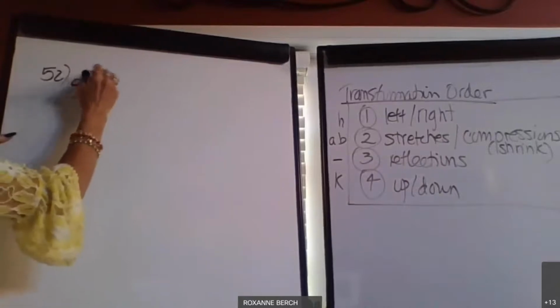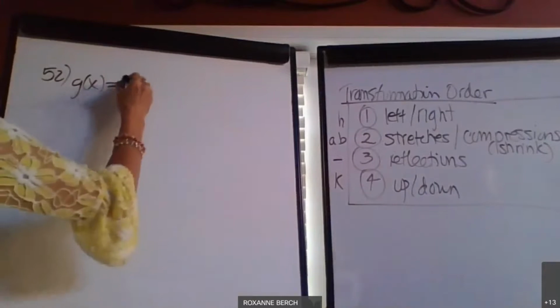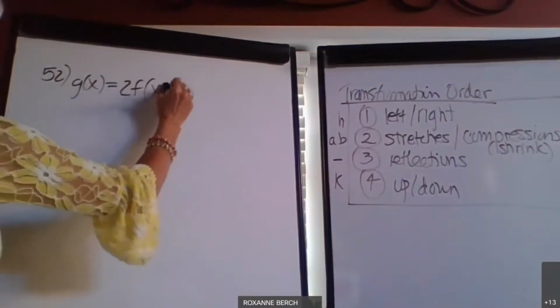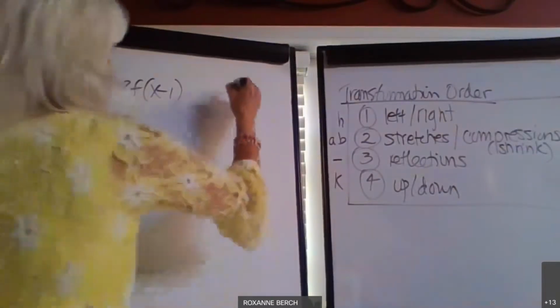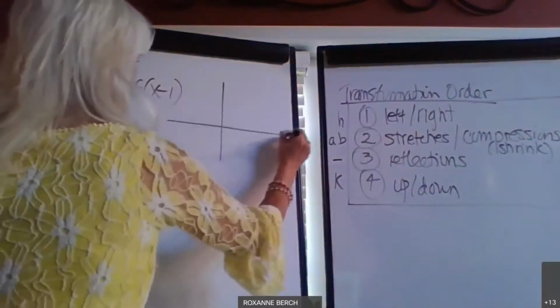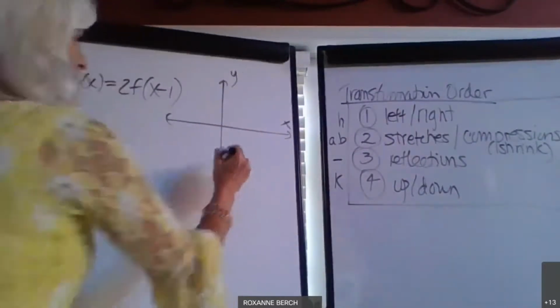It says that your new g of x is going to do what to f? It's going to do 2 times f of x minus 1. So this is not a parent we know about. It's not a quadratic. It's not a cubic. It's not a cubed. It's not absolute value. It's nothing that we know about. It's this weird graph.